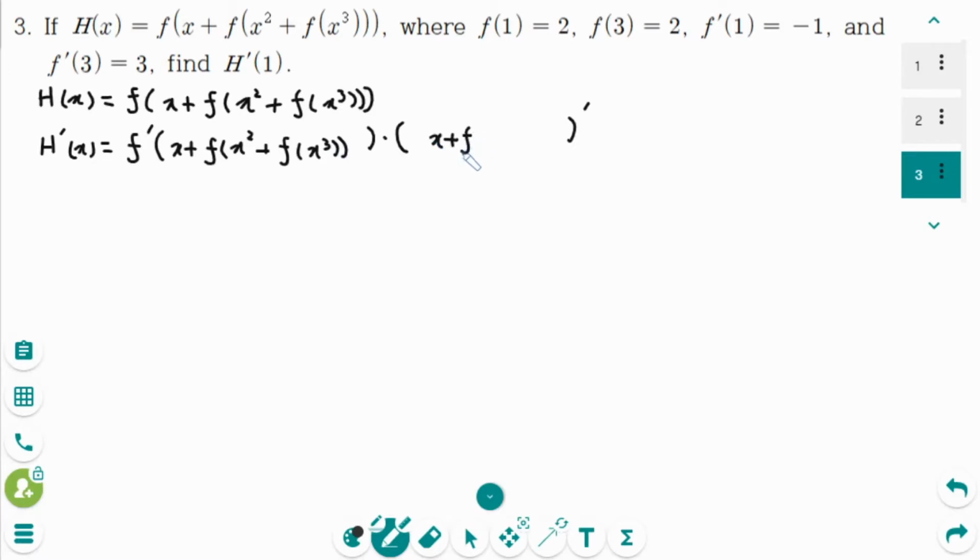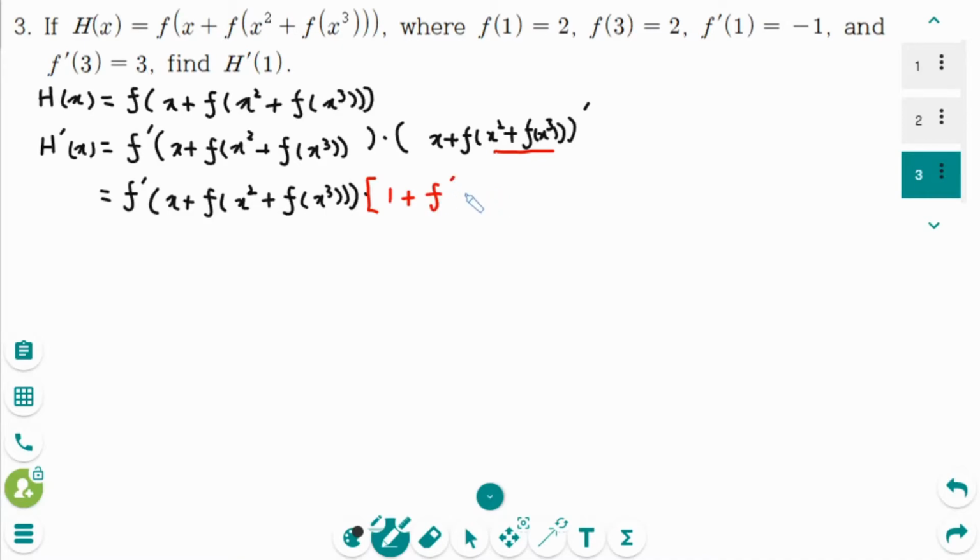x plus f of x squared plus f of x cubed equals f prime of x plus f of x squared plus f of x cubed times x prime, equals 1 plus, this is the u part, the inner function, f prime of u times u prime. The inner function is x squared plus f of x cubed.